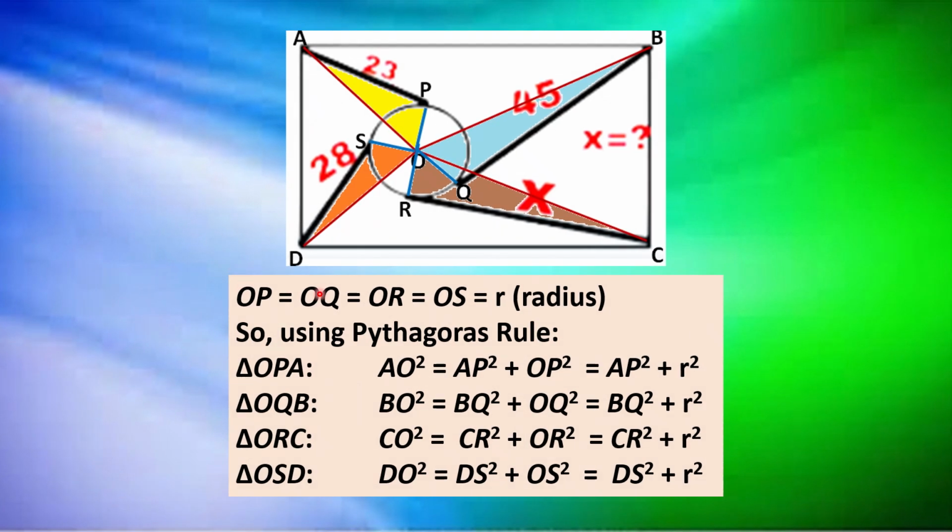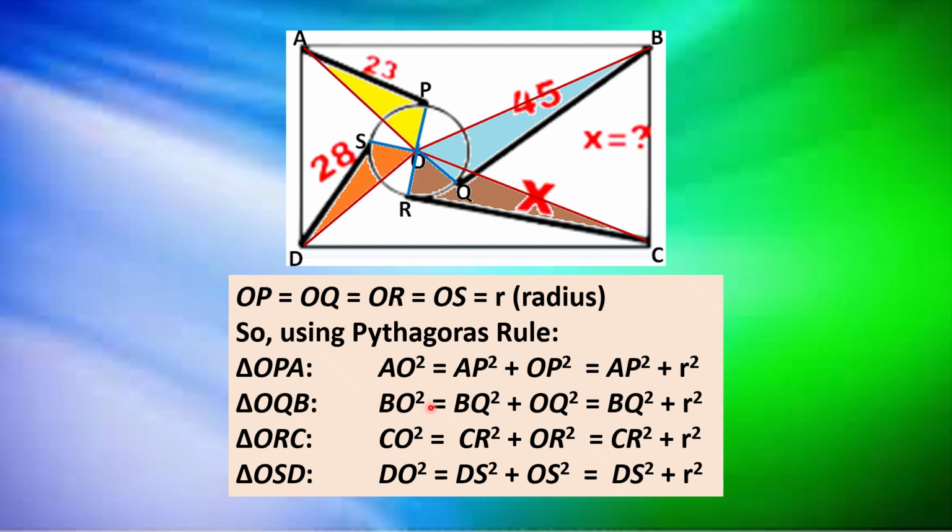So OP is equal to OQ equal to OR equal to OS, that is the radius, and the tangents are bases, and the line joining the vertex and the center in each case is the hypotenuse. So using Pythagoras rule, hypotenuse AO square will be equal to base AP square plus altitude OP square, that is AP square plus R square.